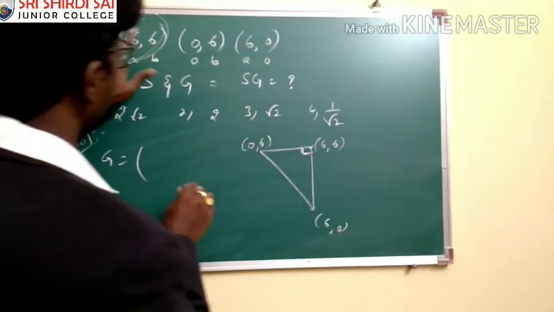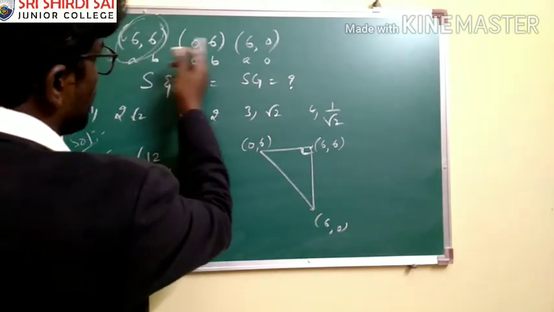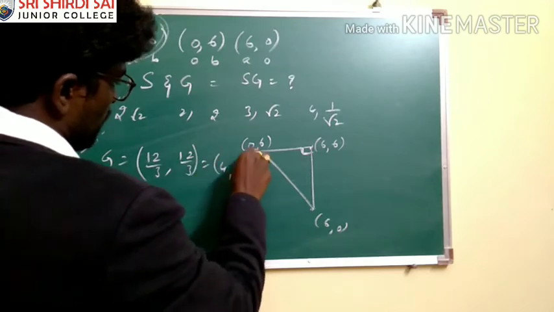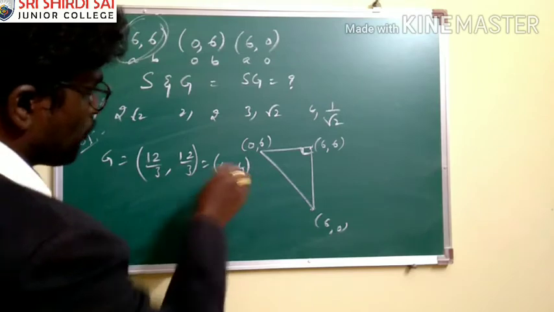Centroid is equal to (6 plus 0 plus 6) that is 12 by 3, and similarly (6 plus 6 plus 0) that is 12 by 3, which will give you 4, 4. So the centroid of this particular triangle is 4, 4.